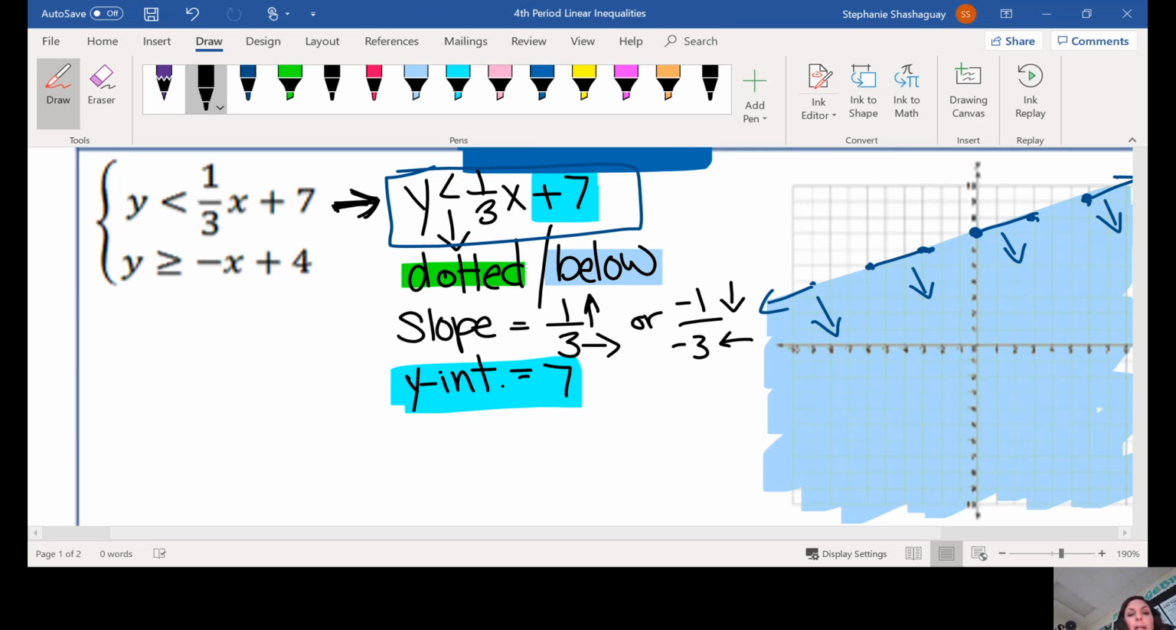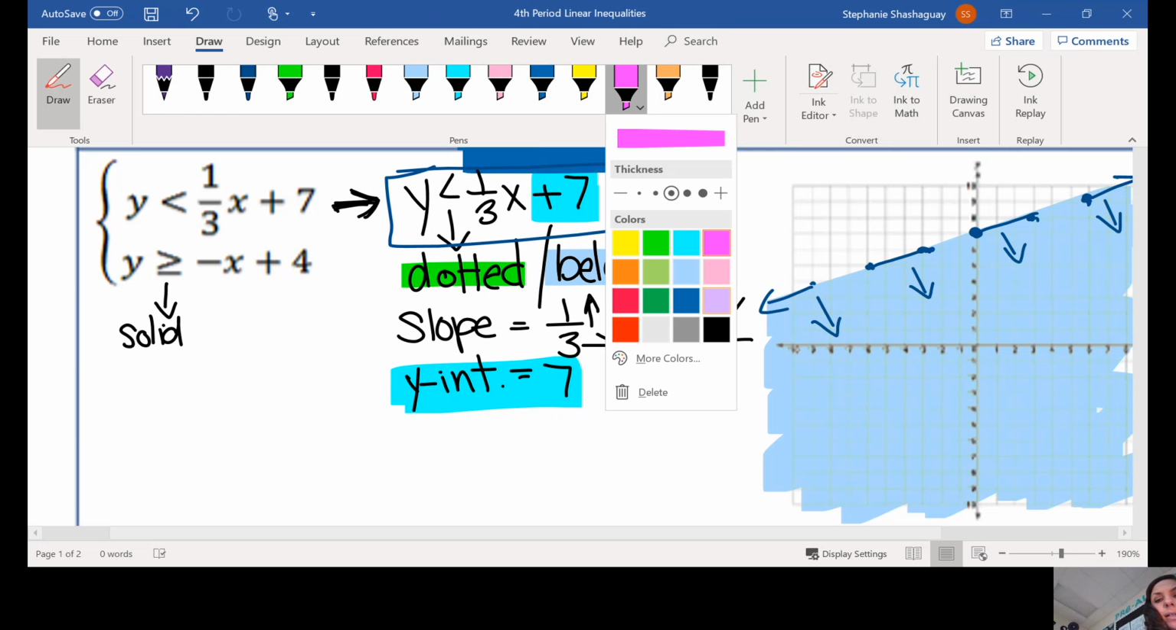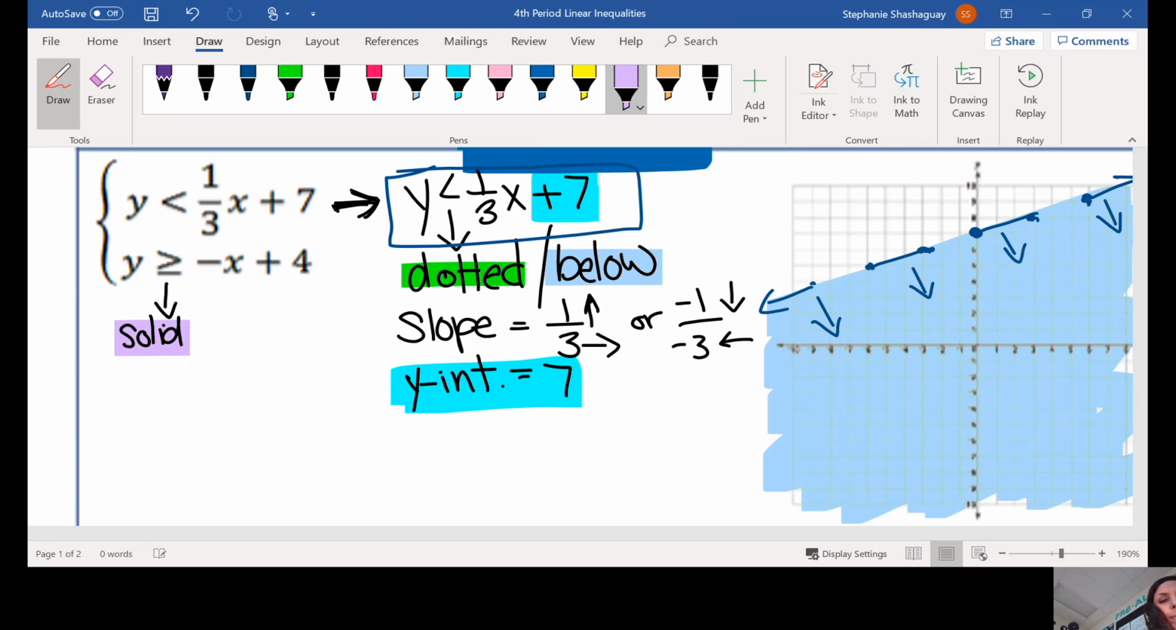So now let's look at our second equation. So we have y is greater than or equal to, well, a greater than or equal to will be a solid line, okay? So we now have our solid line, and it says greater than or equal to, so it's going to be above. So we will be shading above the solid line.